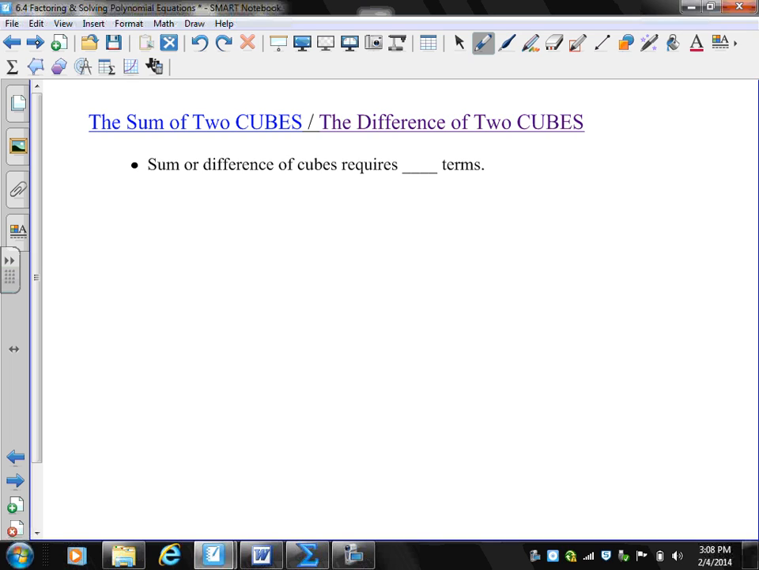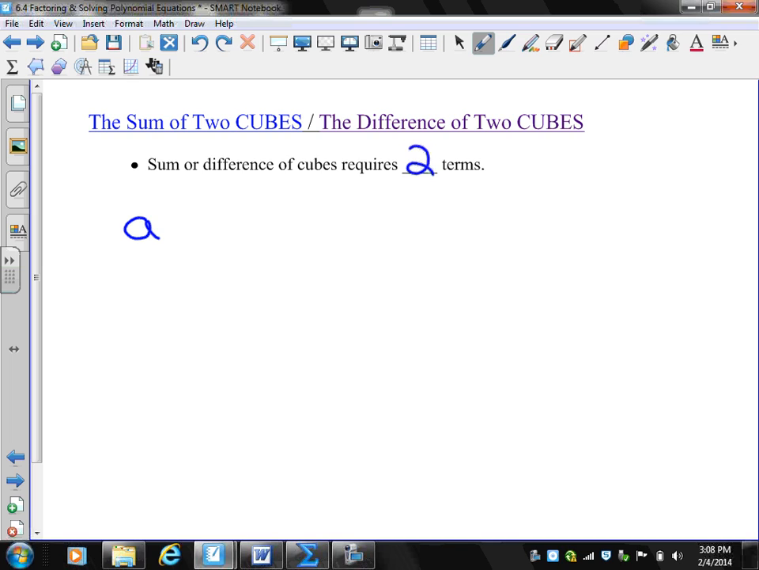Well, as the name implies, guess how many terms we need? That's right. We need two terms. So it's nice because when we have three terms, it's generally a trinomial factoring. So difference of two cubes or sum of two cubes is going to stand out a little bit. So it's just a matter of being able to apply the formula. At the CT level, you do not need to memorize this formula. Honors, this is something that I expect you guys to memorize.